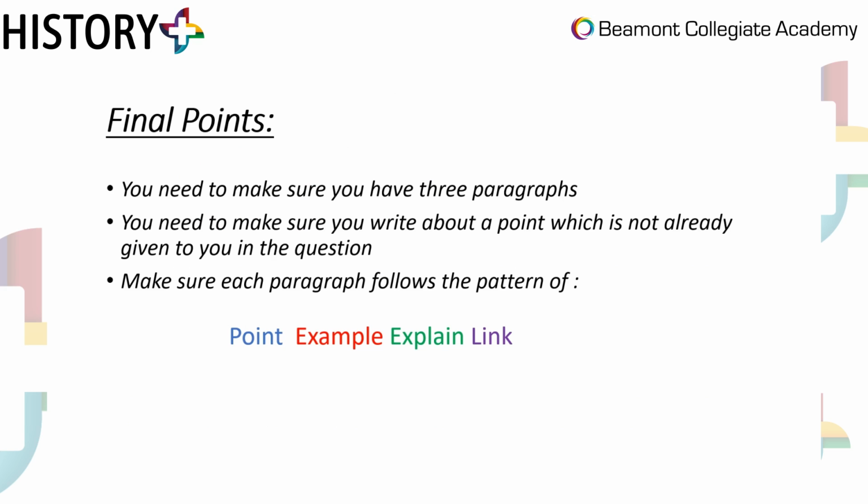Okay, so final points on this question. And things that could go wrong, well, you need to make sure that you have 3 paragraphs. If you don't have 3 paragraphs and 3 separate points that you're making, you can't get the very best marks. You need to make sure you write about a point which is not already given to you in the question. Otherwise, even if your answer is really good, you can only get 8 marks. And you make sure that each paragraph follows this pattern: the point, your example, and then for the assessment objective 2, your explanation and your really clear link back to the question.